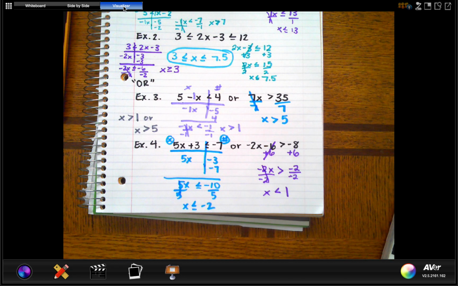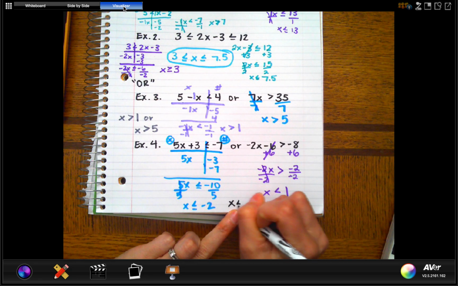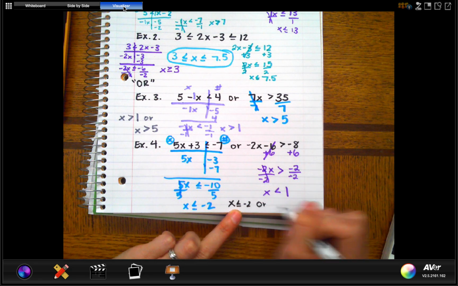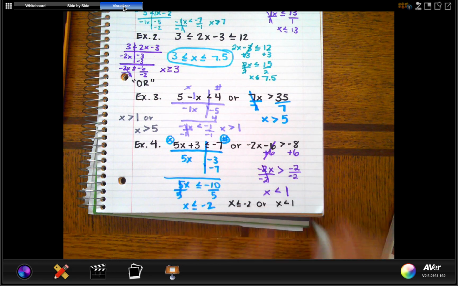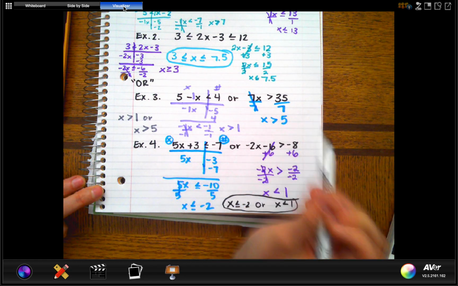And so your final answer literally is this. X is less than or equal to negative 2, or x is less than 1. And that's how you write your final answer. Ooh, I circled it here. I should probably have circled it up here too as well.